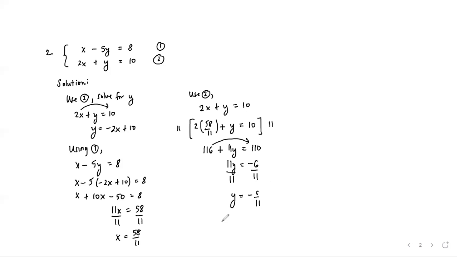So therefore, our solution set would be the ordered pair x equals 58 over 11, comma, y is equal to negative 6 over 11. Since our system has a single solution, we call this system a consistent and independent system.